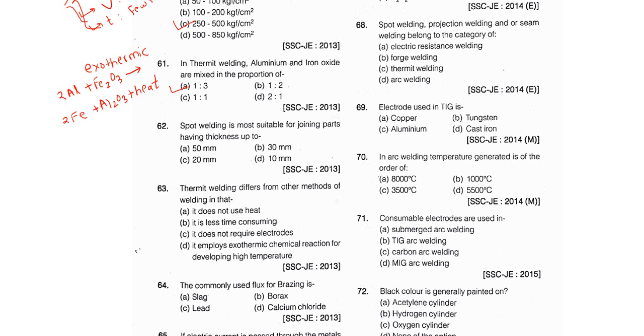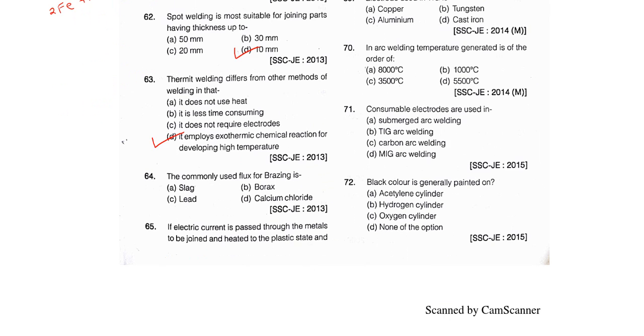Next, spot welding is most suitable for joining parts having thickness up to. Spot welding is used for lower thickness of sheets, 10 mm. Thermit welding differs from other methods of welding in that it does not use the heat, it is less time consuming, it does not require electrode, it employs exothermic chemical reaction developing high temperature. So the correct answer is what? D. The commonly used flux.